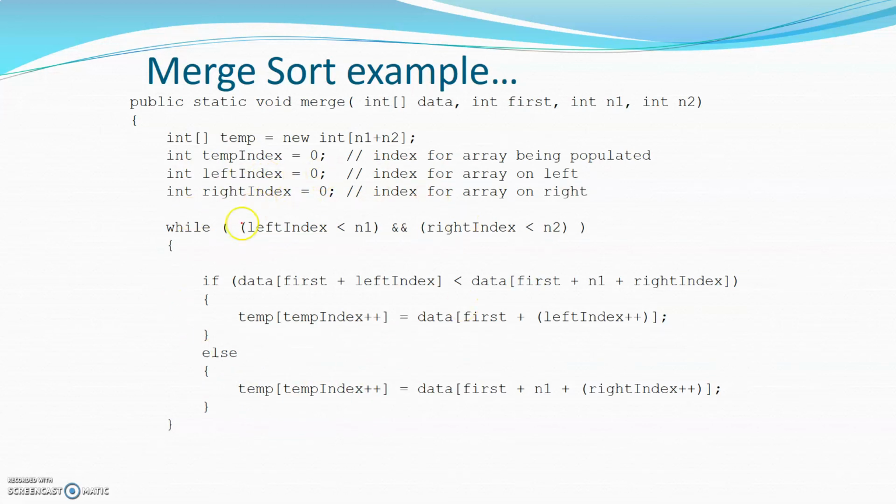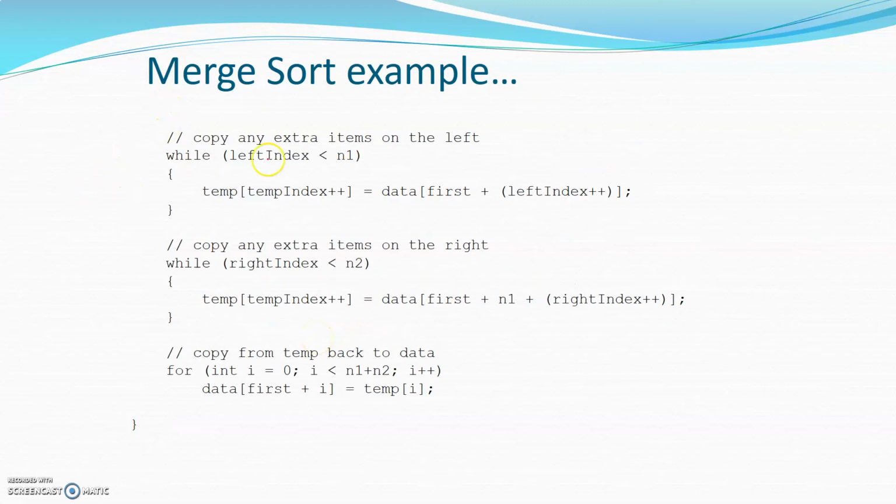So this loop, as long as there's both stuff on the left and the right, so as long as both sides still have items, it's going to go through and compare those items. Once we get to this point, that means one of the sides finished. Only one of these two is going to run. Either take everything on the left or take everything on the right.